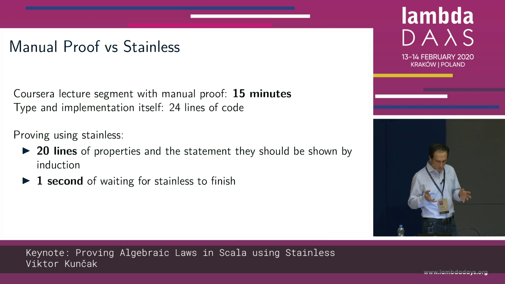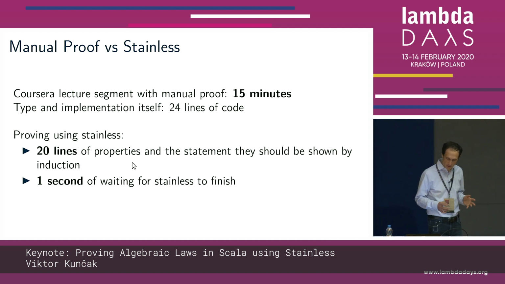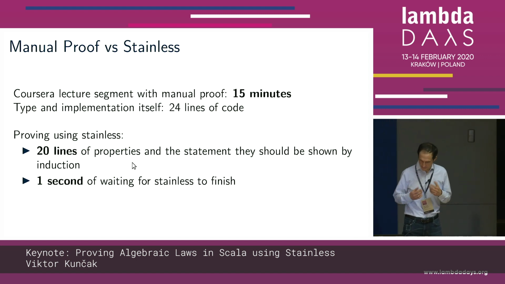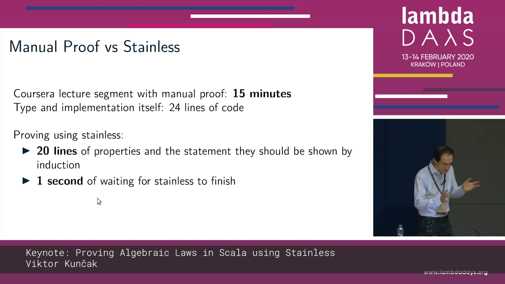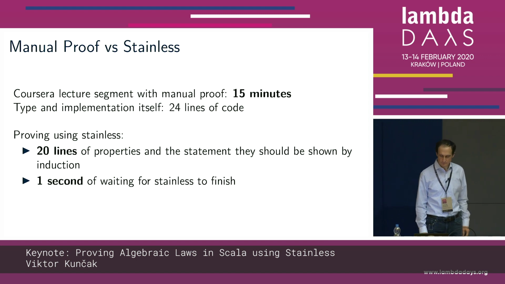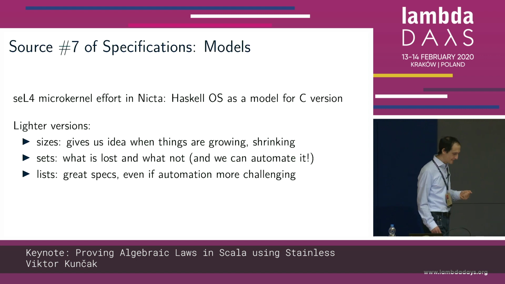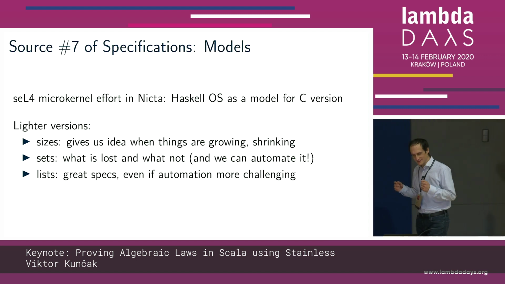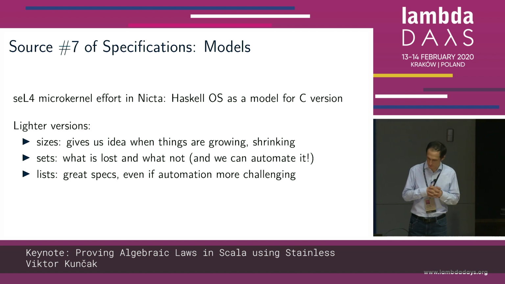And so if you write this using our system, you write 20 lines of properties, and in some cases the hint to prove them by recursion, by induction, and then it takes around a second for Stainless to prove them all, okay? So if you actually know why properties hold, then you can write this down, and it gets checked pretty fast. So also yesterday, we've heard about models as an example, a strategy of specifying things.